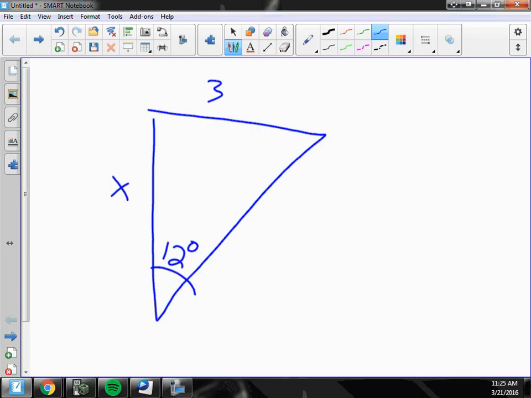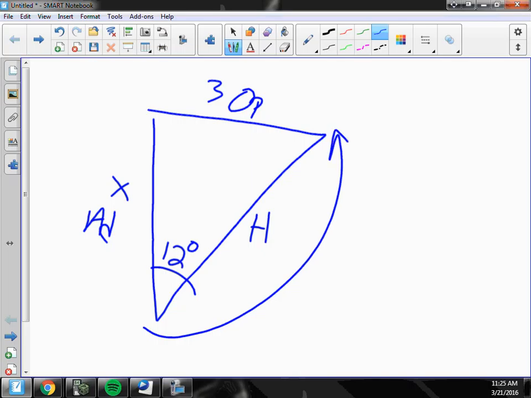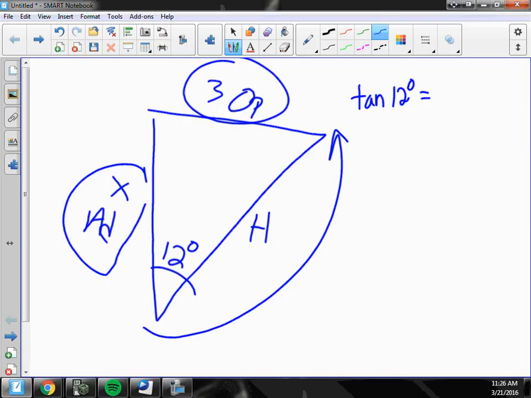Adjacent touches theta and opposite does not. So you need to start by labeling h. The long one is h. And then adjacent touches the angle and opposite does not. If I move theta over here, then the O and the A will switch places. Adjacent literally means next to. So this one is opposite over adjacent, which is what ratio? Tangent.